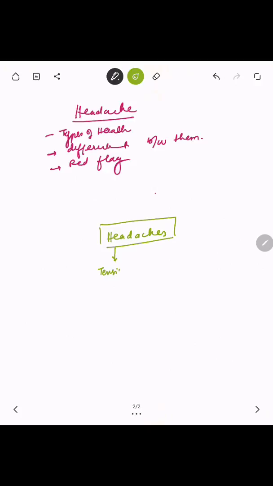Headache. First of all, we need to know the causes. When a patient is presenting to you, you should know the causes that you need to rule out on the basis of history. Only then you can rule them out. So the number one cause you should look for is tension headache. Then there is another headache, we call it migraine, and another is cluster headache.